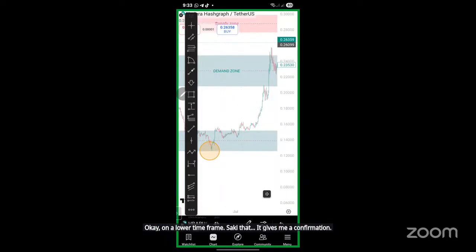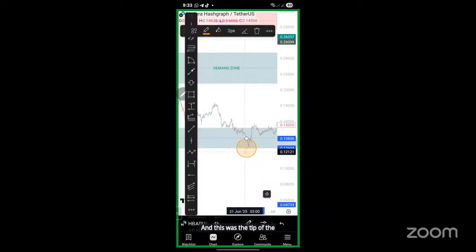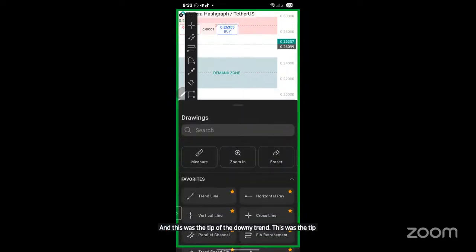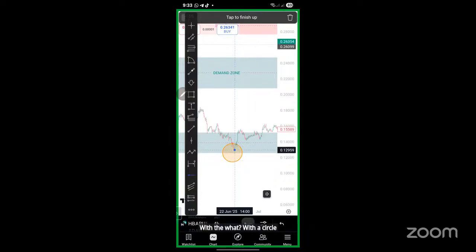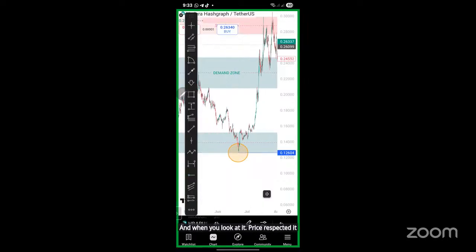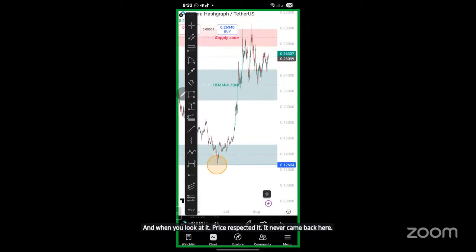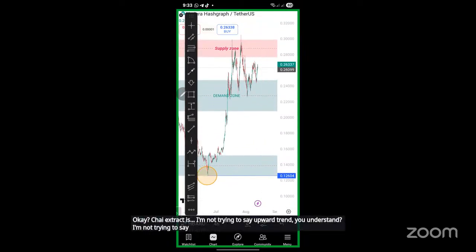So when you look at HBAR, this was a downtrend, and this was the tip of the downtrend. Me, I always label this area with a circle, like this, the way you are seeing it. And when you look at it, price respected it. It never came back here. Then we started an upward trend. You understand? We started an upward trend.